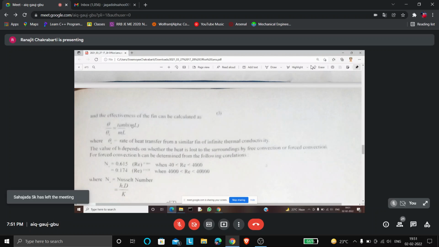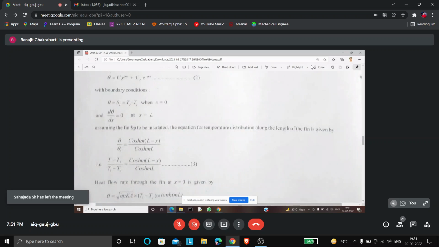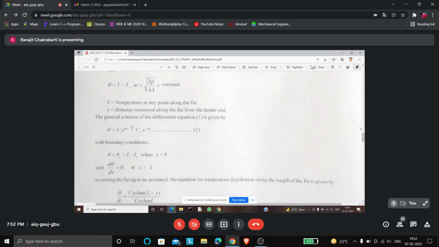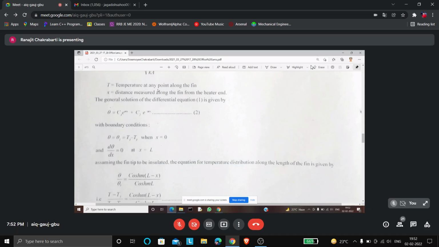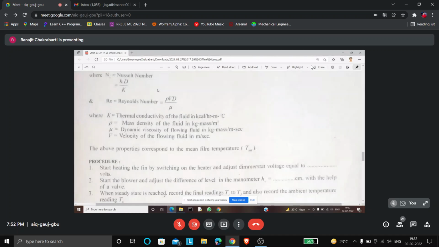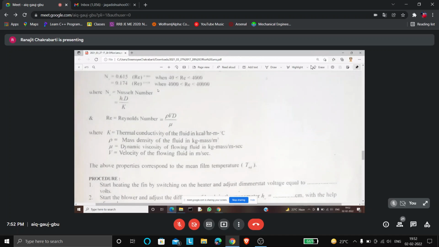In order to find out m, you require m equal to root over hP by kA. Now P is known, A is known because the fin geometry is known, and k is the thermal conductivity of the fin material, which is also known. The only unknown is h, the convective heat transfer coefficient, that you have to find out. Now, how to find that?